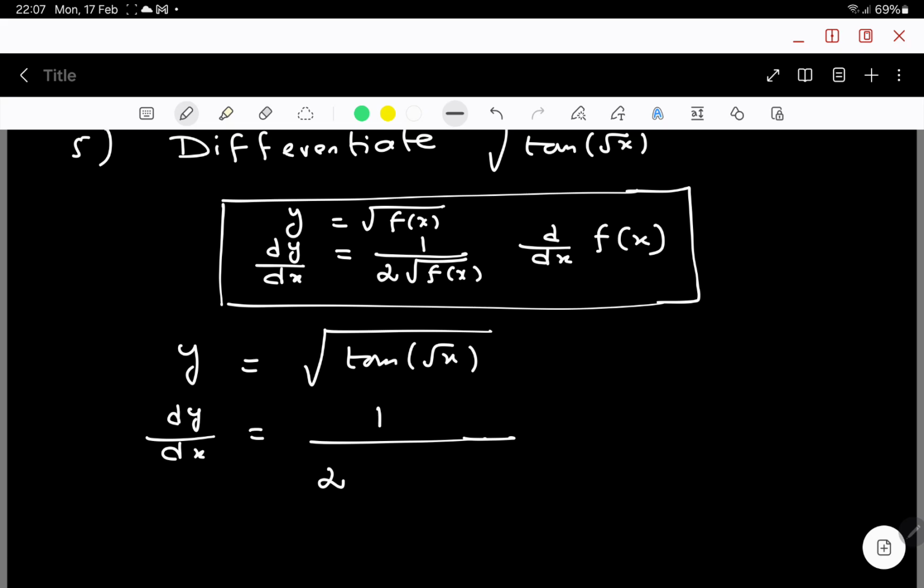What is f of x here? f of x is tan root x. So 2 times tan root x, differentiating f of x. What is f of x? Tan root x. Here this is called f of x. Under root function is called f of x.